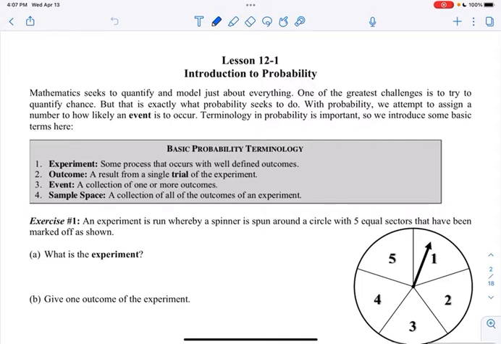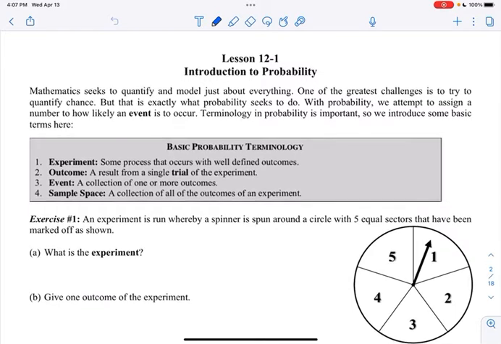An experiment is some process that occurs with well-defined outcomes. That might be like flipping a coin or rolling a die. An outcome is the result from a single trial of the experiment. If you flip a coin, the outcome might be getting heads or getting a tail.